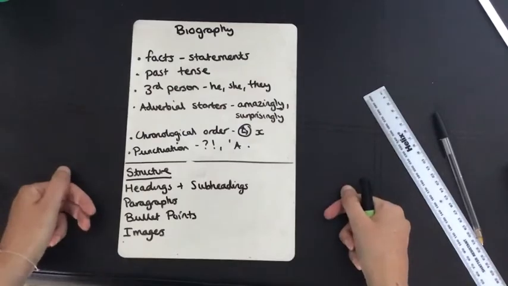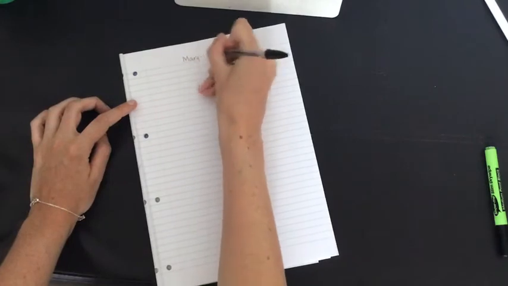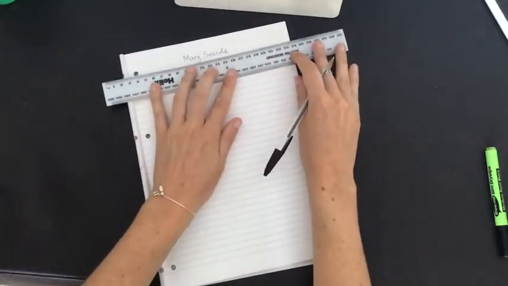Okay, so no matter what I'm doing, I need to make sure I've got a title for my biography. So my title is going to be the name of the person that I've been researching. Her name is Mary Seacole. I'm going to underline that with my ruler.